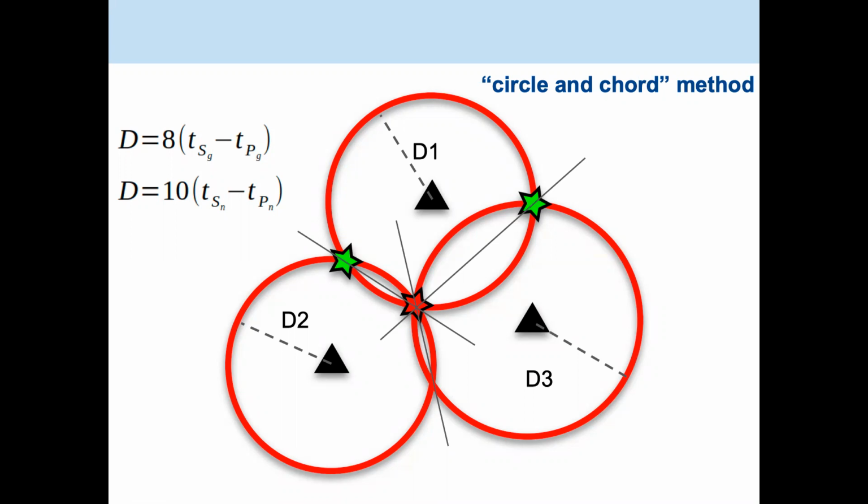Please, Professor, why times 8 and times 10? Yes, this depends on which phase you use. This is Sg and this is Sn. So one is direct, one is reflected. With this one you get the epicenter. With this one you can also get a hypocenter, so also some depth information.